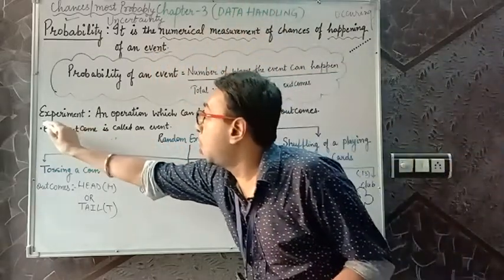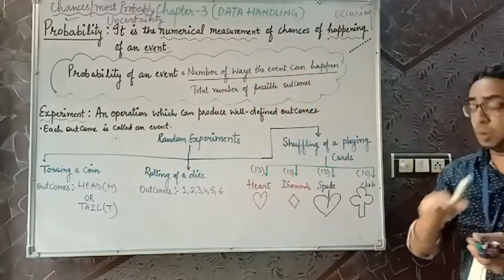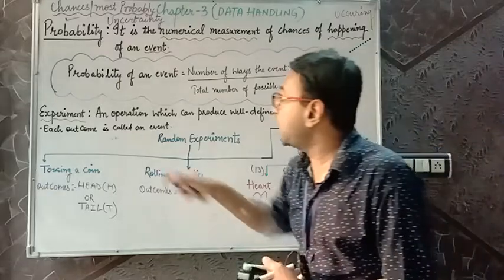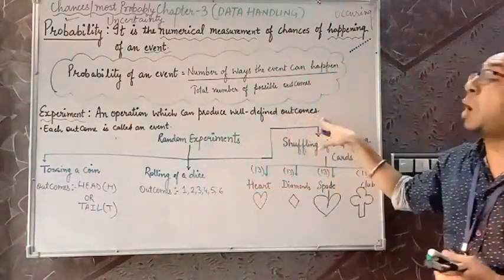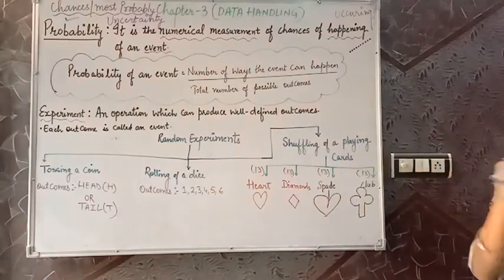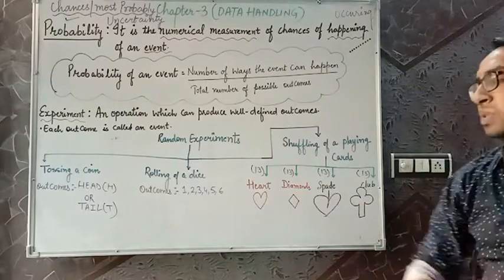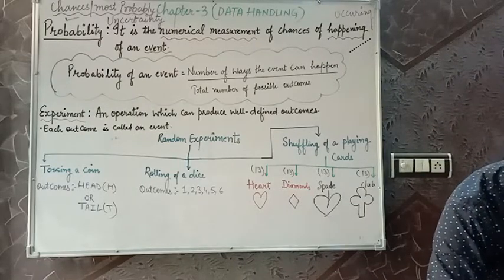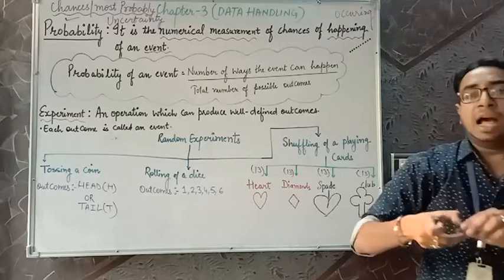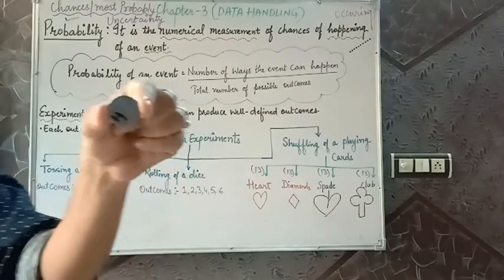First of all, we should know what is an experiment. I am not talking about the science experiment we do. Let's see what is an experiment: an operation which can produce well-defined outcomes. For example, let me take this coin. I am having a 1 rupee coin with me.